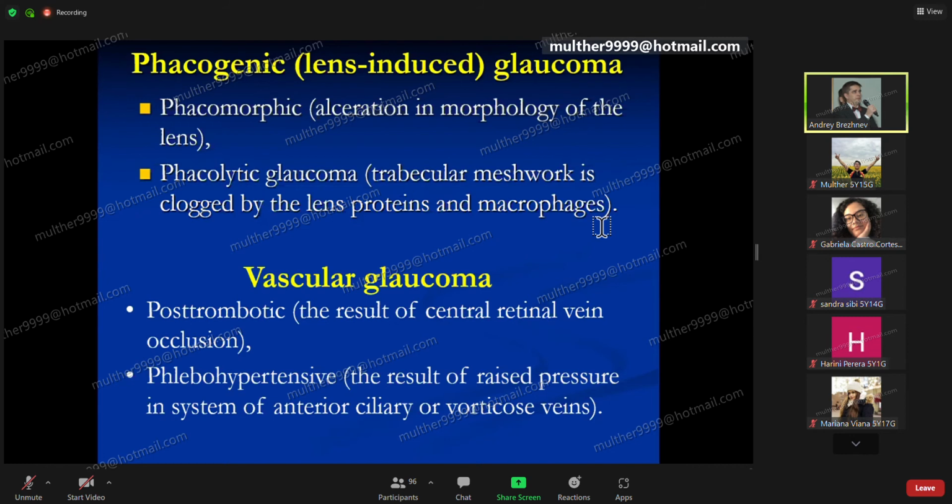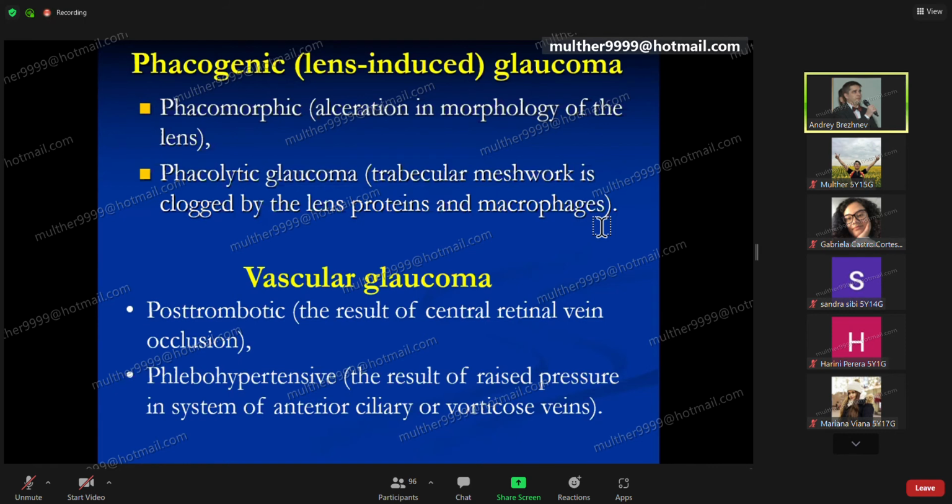And phacolytic glaucoma, as a result of the lens proteins' presence in the aqueous humor. In this type, the trabecular meshwork is obstructed by the lens proteins and macrophages. Leakage of the lens proteins occurs through an intact capsule in the stage of hypermature cataract.